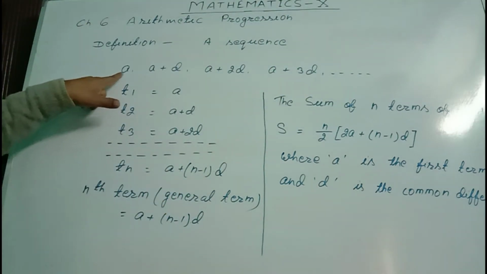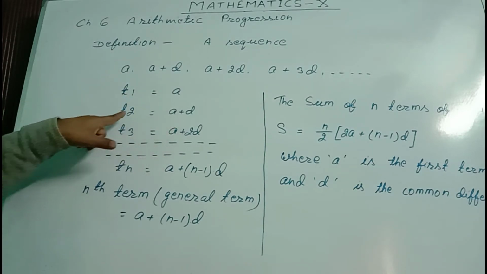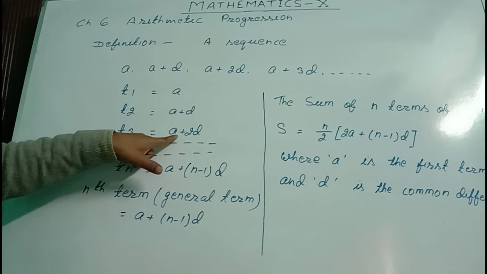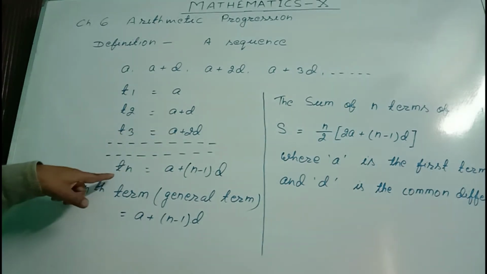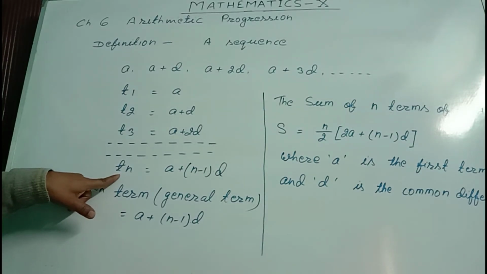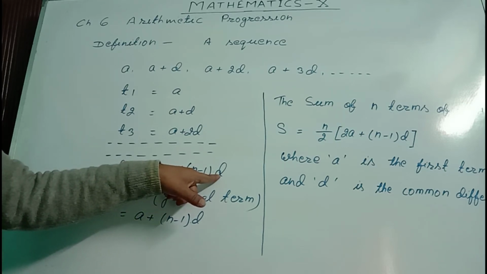Here the first term is a, that is denoted by t1, second term a plus d denoted by t2, third term a plus 2d denoted by t3, and so on. In this way we can consider the tn, means the nth term. Nth term of AP will be a plus n minus 1 into d.